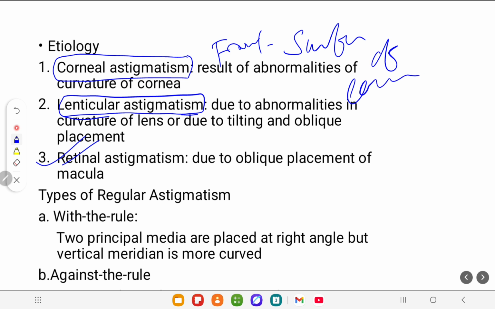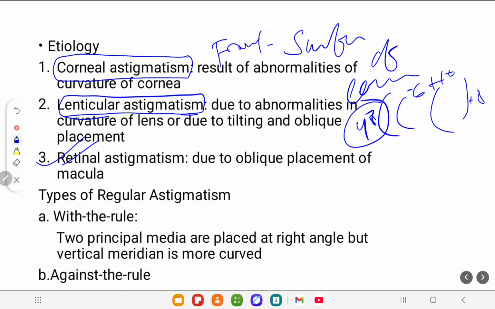See, you can see like this. The front surface of the cornea is approximately 48 diopters, the back surface minus 6. The front surface of the lens is about 10, and the back surface of the lens is 8. So most of the power resides there, and particularly the front surface of the cornea is very important.